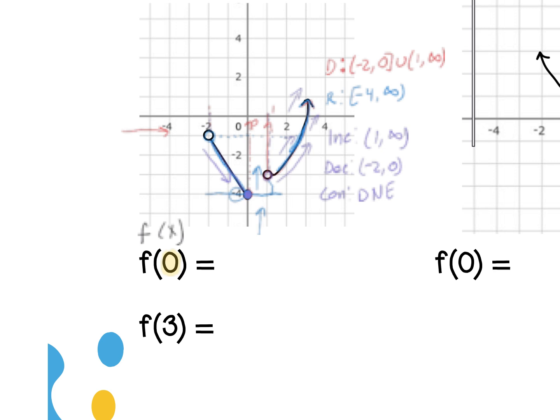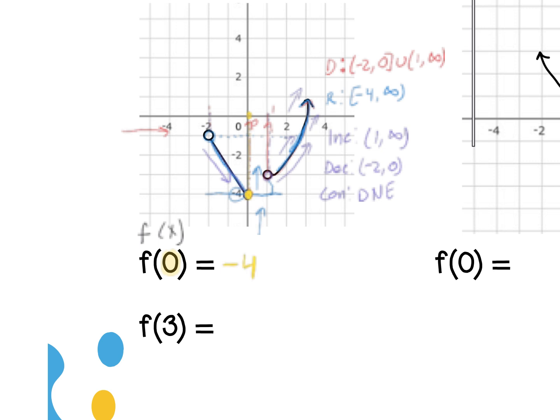Right, so if we have an x value of 0, let's find on our graph where x is 0, and then let's touch our function. Where is our function at x equals 0? It's at a y value of -4. Right, so f of 0 is going to be -4. Right, let's do the same thing with 3.